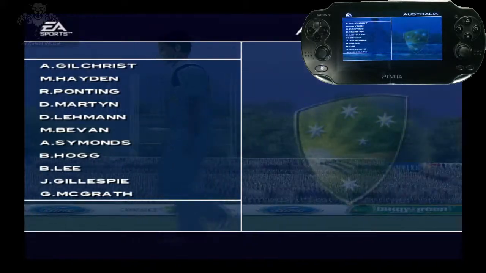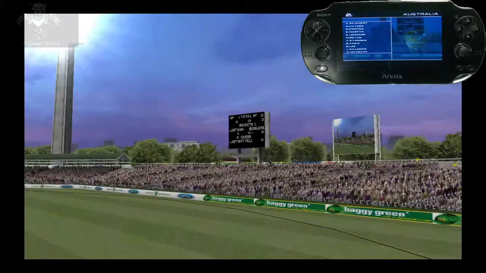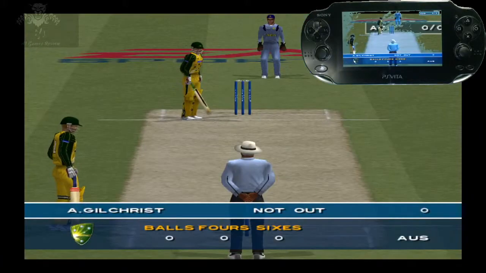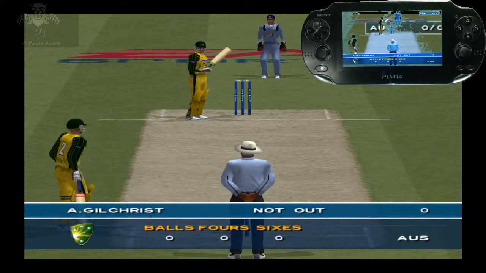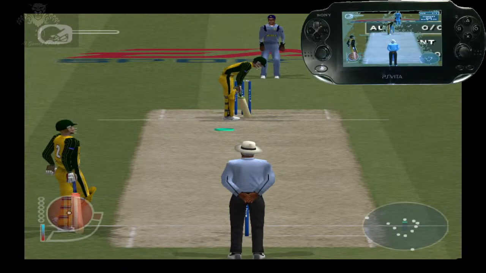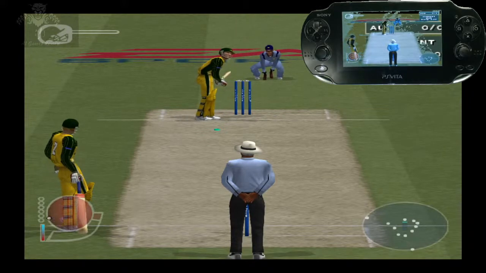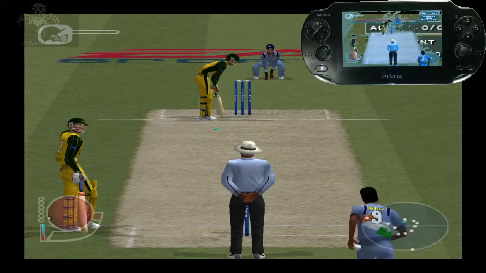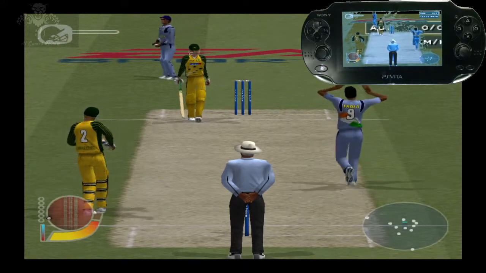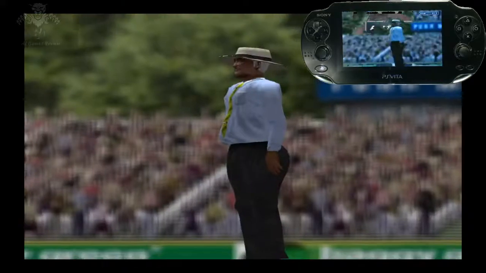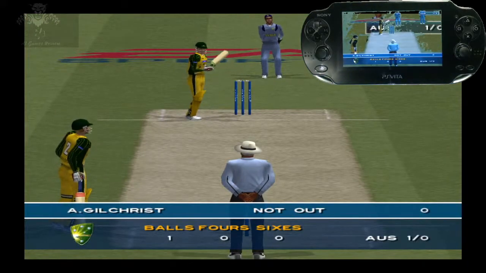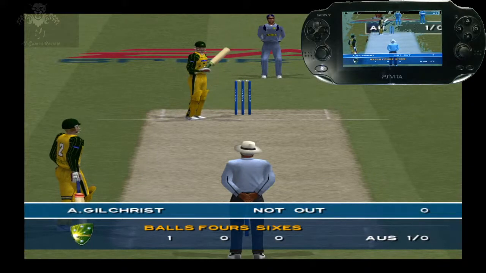So let's take a look at the teams. Here's the lineup for Australia. Gilchrist, Hayden, Ponting, Martin. Australia are about to start their innings. That's been given as a wide. There are stricter rules on wides in one-day cricket, so you need to be careful not to drift down the leg side.